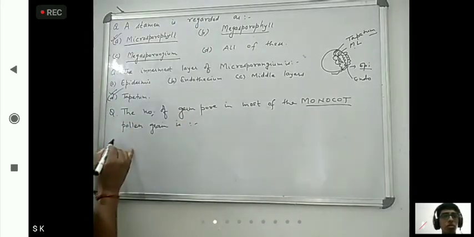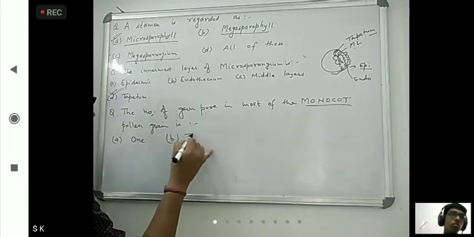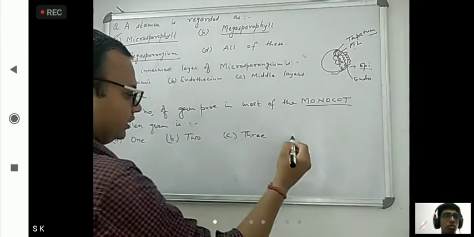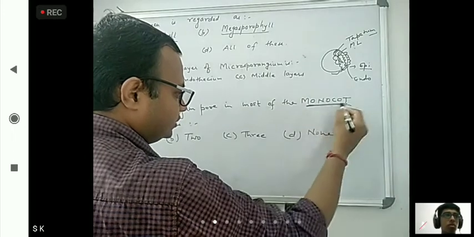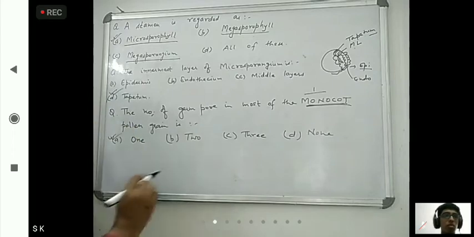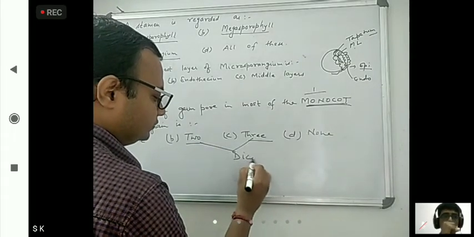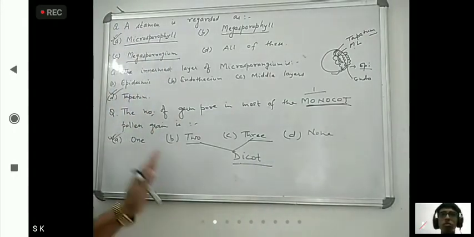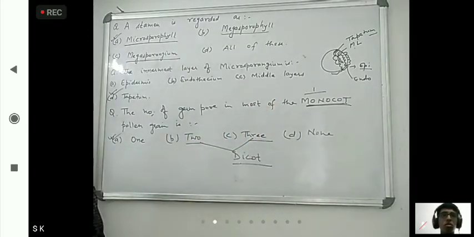Okay, I am giving the options. First is 1, next is 2, next is 3, and fourth one is none. So monocot, mono means 1. So how many germ pores will be there? 1. And 2 and 3 are present in dicot. Okay, already we discussed. So the number of germ pores in most of the monocot pollen grain is 1. Please put emphasis on that.